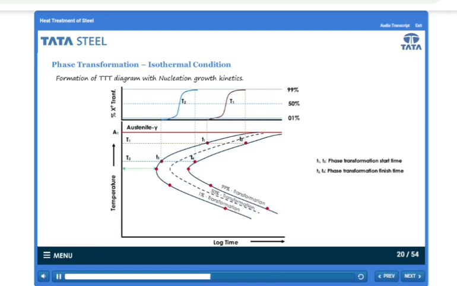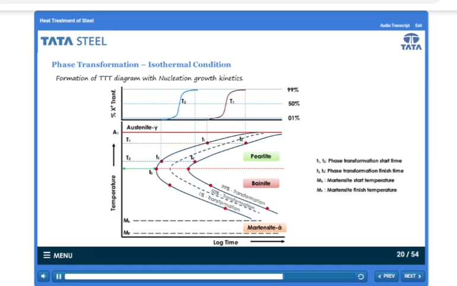At the nose of the C curve, T0 is shown, the minimum incubation period where the rate of transformation is maximum. Just above the nose, the transformed product is pearlite, and just below the nose, the transformed product is bainite. Pearlite and bainite are formed by the mechanism of carbon diffusion. These are time-dependent transformations known as reconstructive transformation products, whereas another product formed, named martensite, is displacive in nature. Here Ms and Mf represent martensite start temperature and finish temperature.